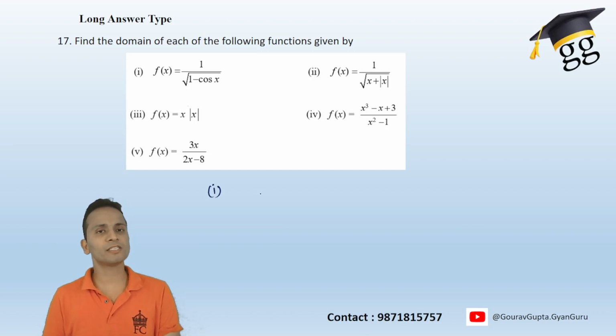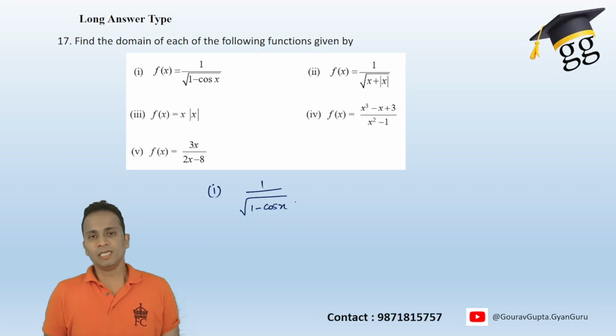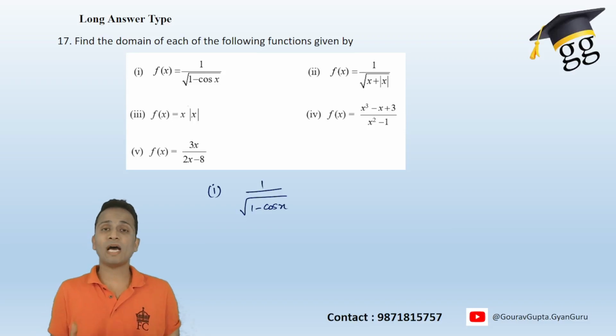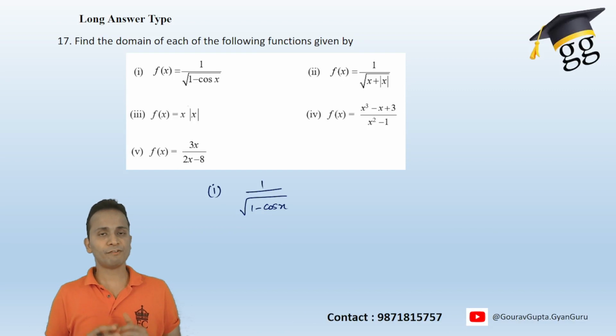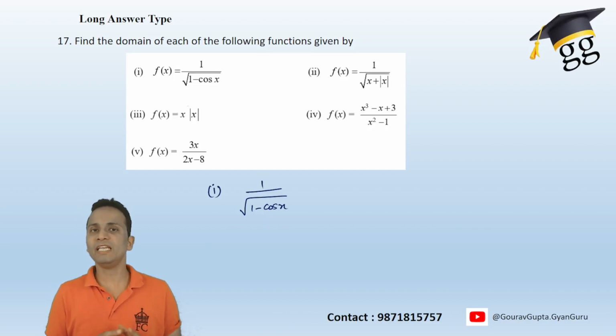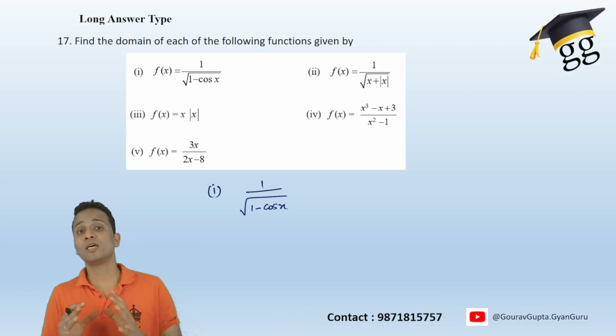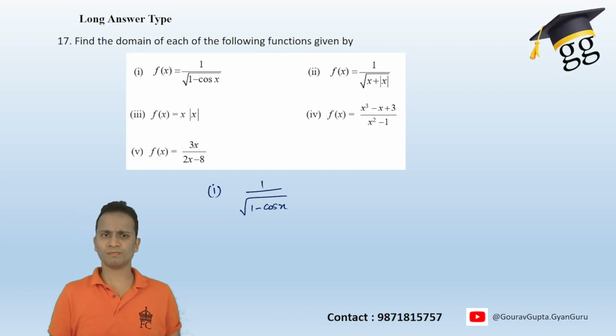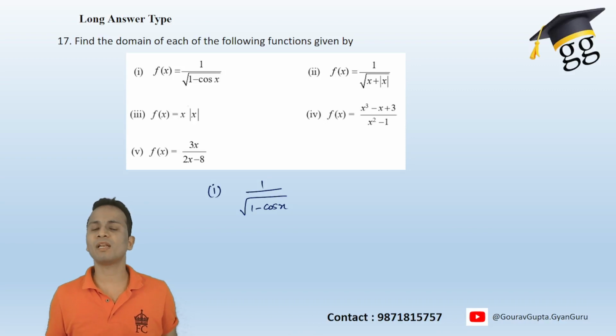Now the function here is 1 upon under root of 1 minus cos x. All right. Now we have a square root sign. And we also have a fraction in which there is a denominator. Now, first of all, the square root is defined for any value which is not a negative number. So inside a square root, there should not be a negative number. All right. This is one thing.